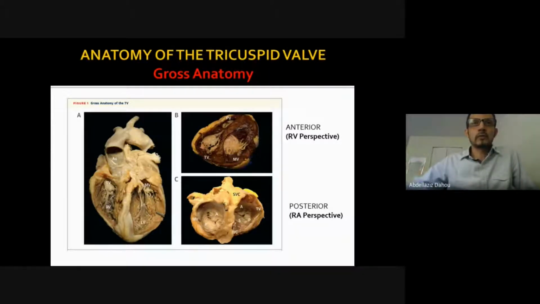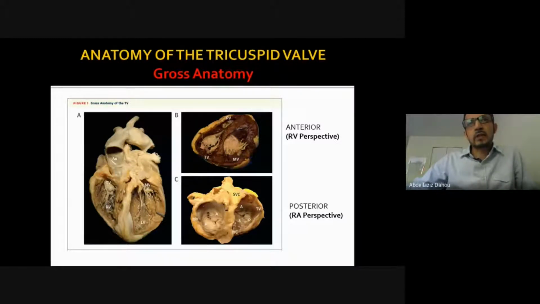It's not a horizontal valve. It's almost a vertical valve. It's similar to the mitral. They are looking at you from an anterior perspective. So here we have the anterior leaflet. Toward the mitral, we have the septal leaflet, and posteriorly and inferiorly here, we have the posterior leaflet.